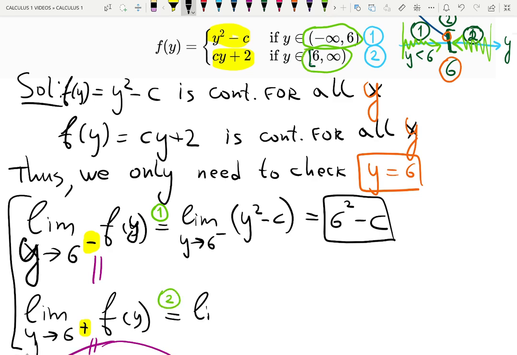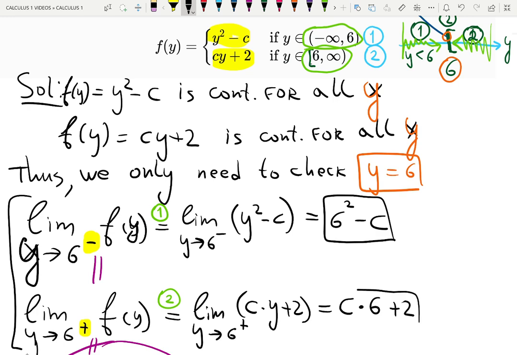That means we need to substitute 6 into the equation of the line this time, which is c times y plus 2. That means we will have c times 6 plus 2. Put this in the box.